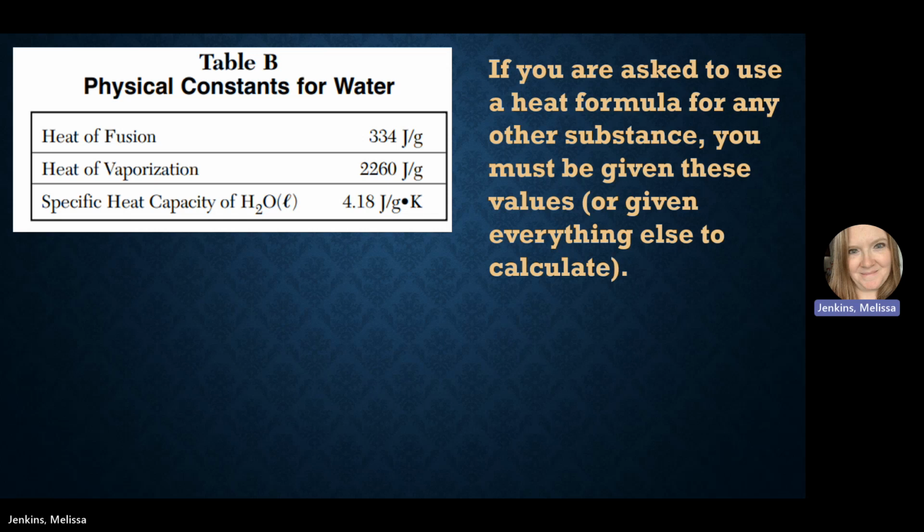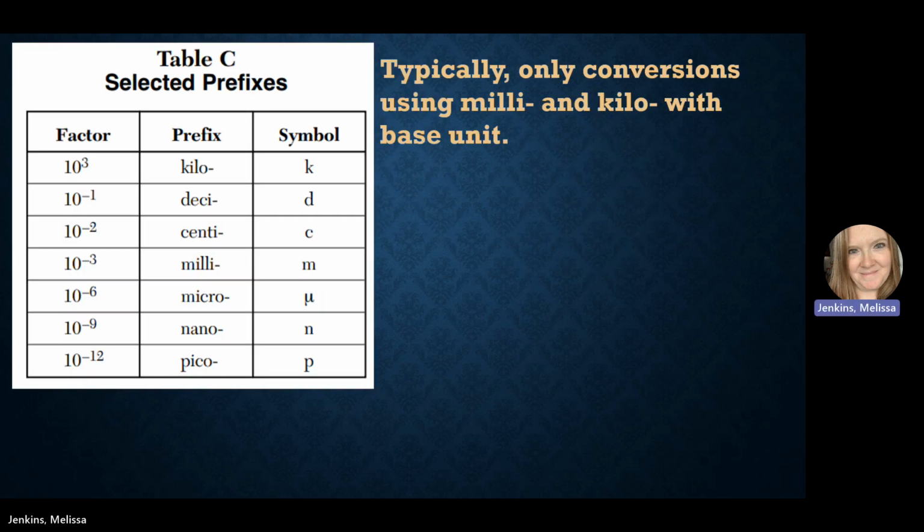Okay, so for Table B, you need these for those heat calculations. I think you did that relatively recently in lab, yes? Where you use these formulas, Q equals. So this is where you need the stuff for water. If it's not on here, like if you were asked about a different substance, they would have to tell you what the heat of vaporization was, or you would be finding it. So know that these are here.